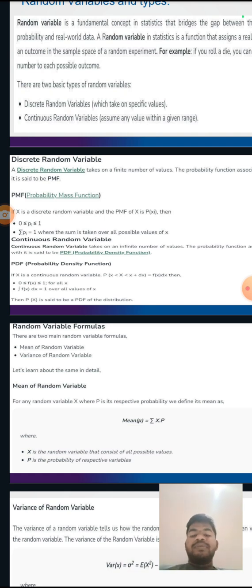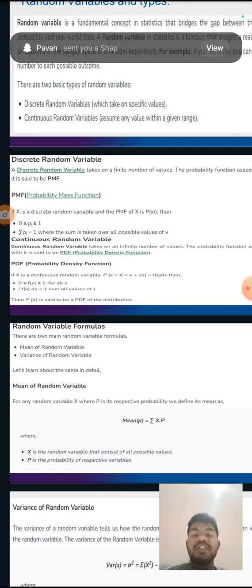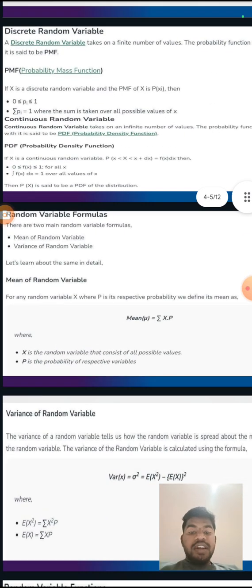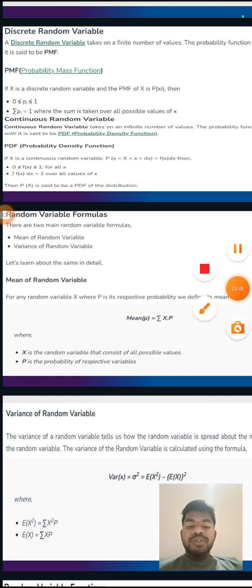PDF is nothing but probability density function. If x is a continuous random variable, P of x less than or equal to x plus dx is equal to f of x dx. Then f of x is between 0 and 1 for all values of x. The integral of f of x dx equals 1 over the values of x. Then f of x is said to be the PDF of the distribution.